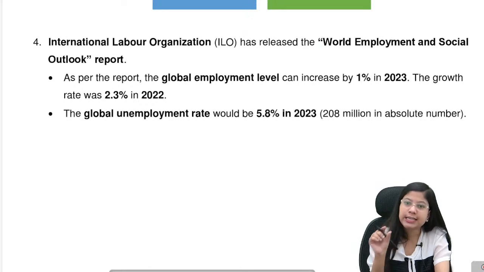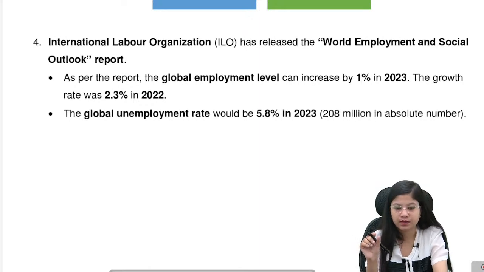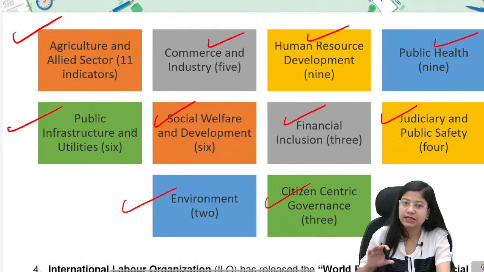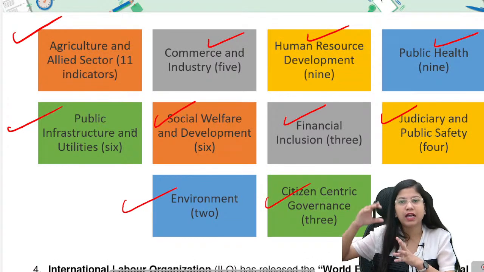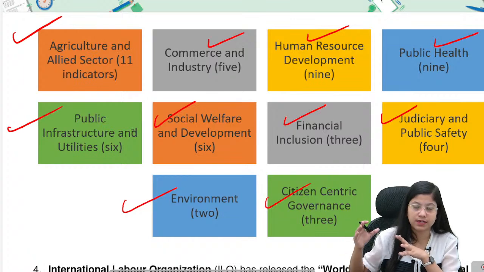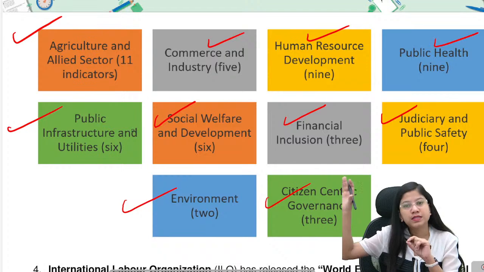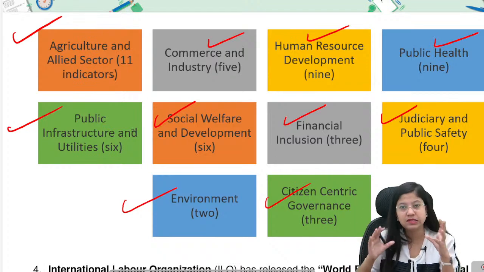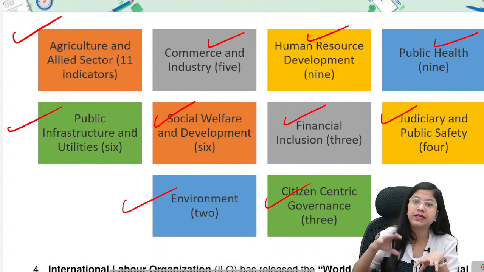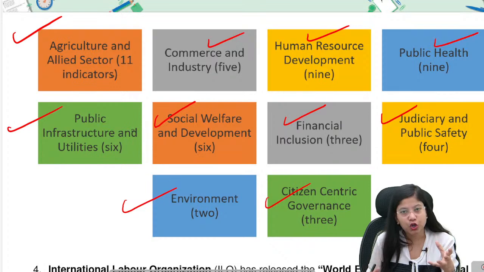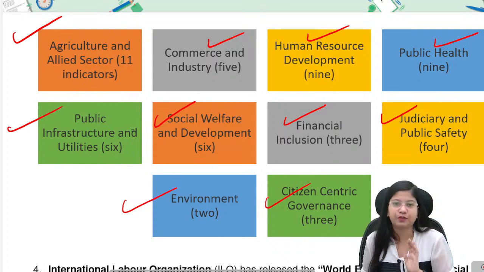Only the sectors were the same. Agriculture and allied sector is the same sector that has been taken from the State Good Governance Index. As I told you, the district one is modeled on the State Good Governance Index. That means the major parameters have been taken from that particular state index, and the methodology has also been copied from there.